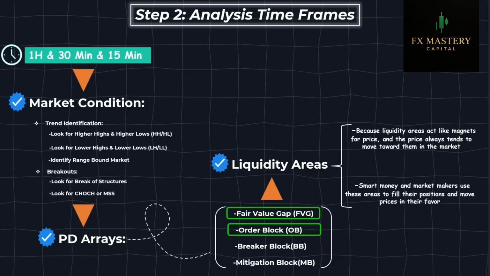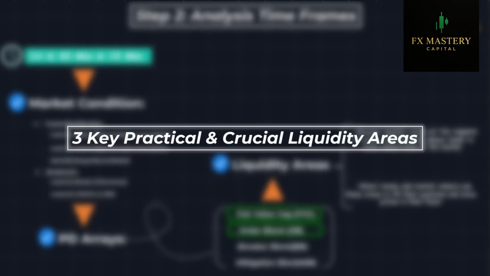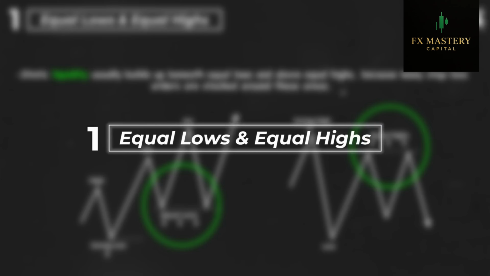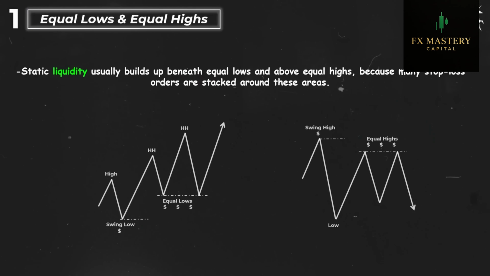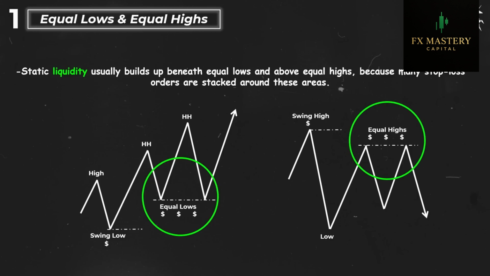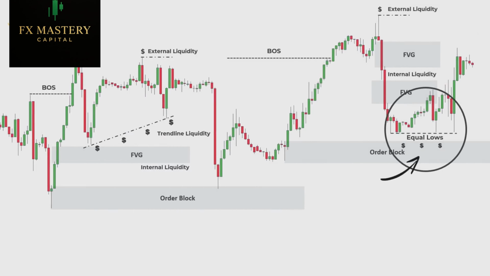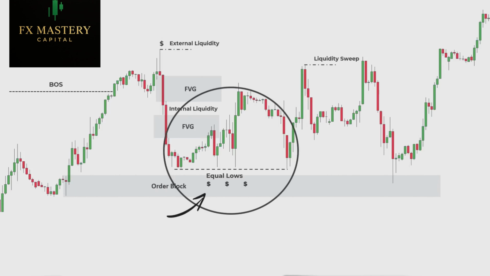There are many types of liquidity areas, but to simplify the concept and create a clear roadmap for multi-time frame analysis, let's focus on the most practical and main ones. Number 1, equal lows and equal highs. Static liquidity usually builds up beneath equal lows and above equal highs, because many stop-loss orders are stacked around these areas. These zones become prime targets for liquidity sweeps before the market makes a reversal.